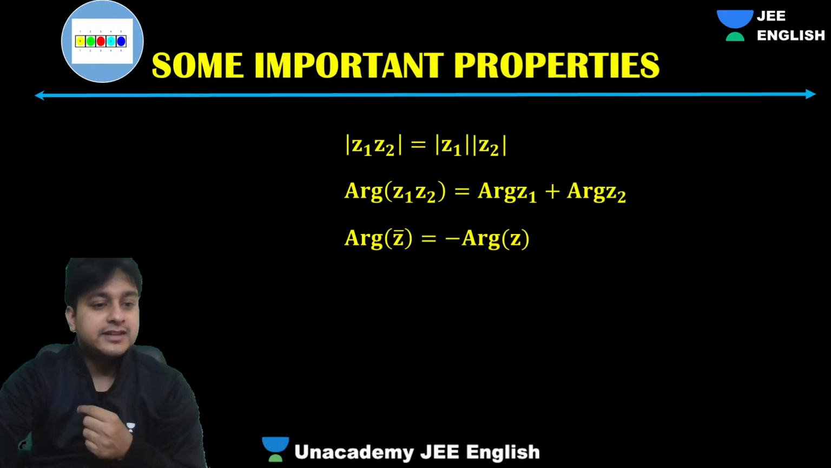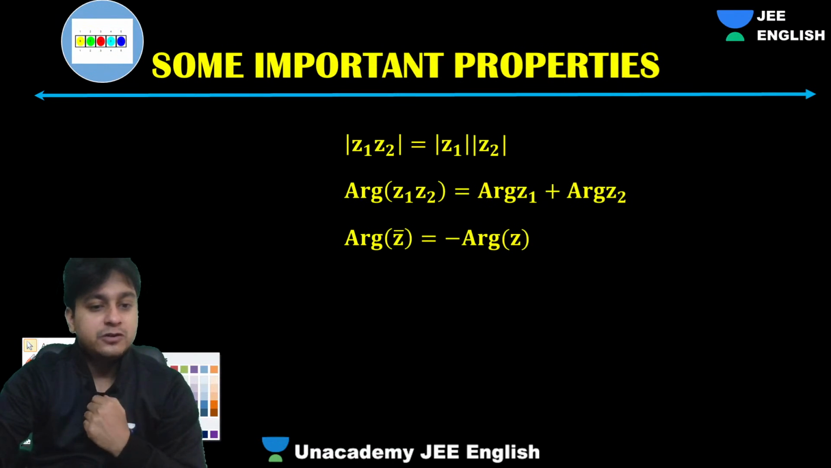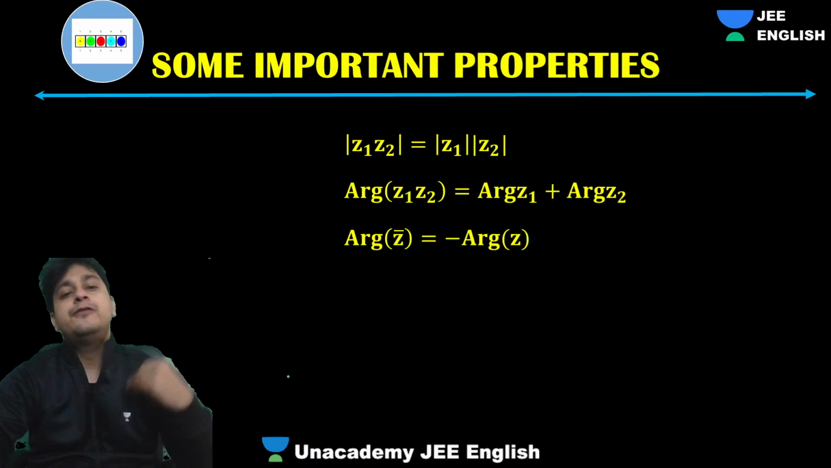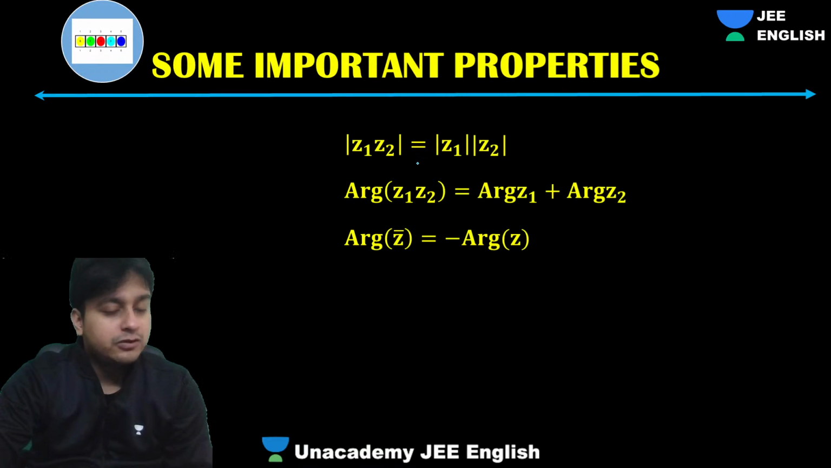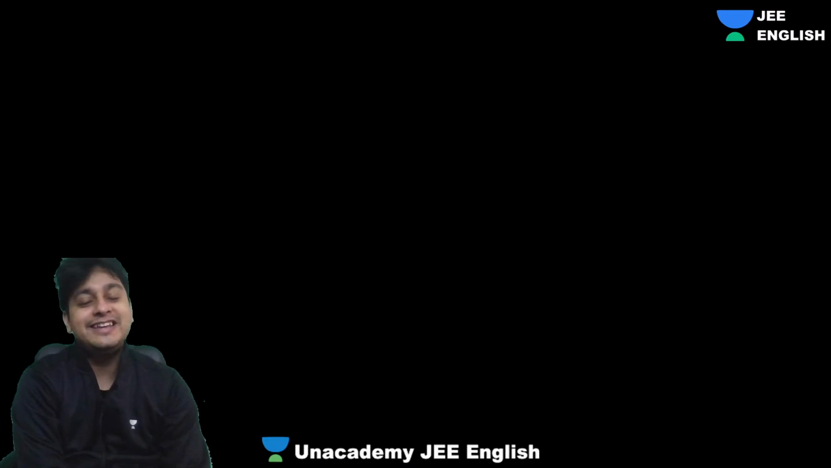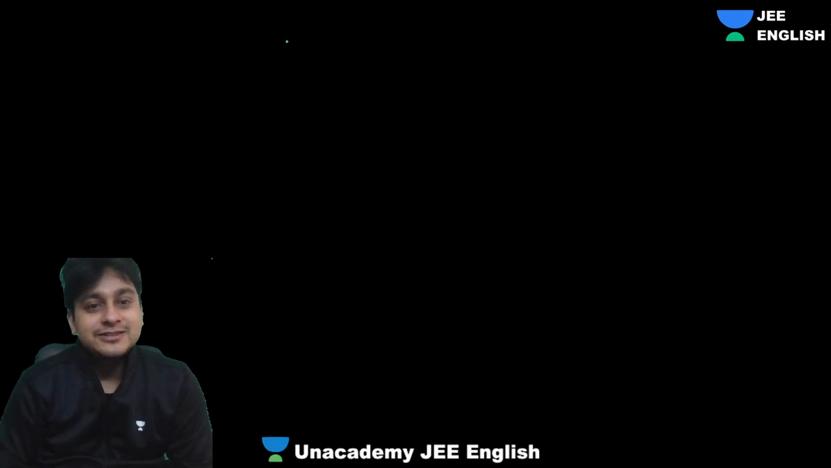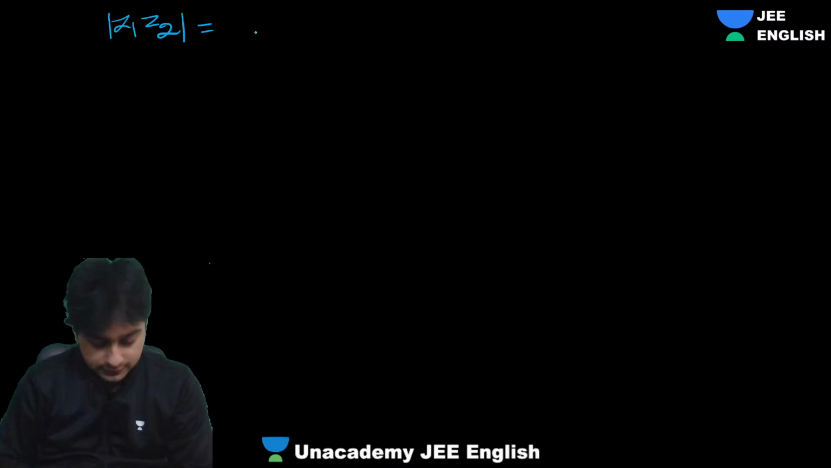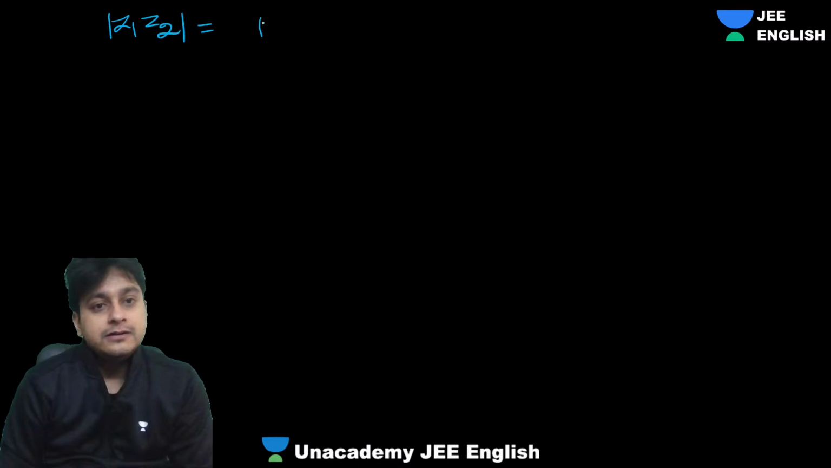Okay, obviously guys, there are many properties, but the logical ones we will do, and others we can easily derive if you know the concepts. Okay, so guys, first is: mod of z1 into z2, the whole mod, is mod of z1 into mod of z2. Let's try to prove this with the help of our Euler form. That will be very easy to do. Okay guys, so we want to prove what? Mod of z1 z2 is equal to mod of z1 into mod of z2.